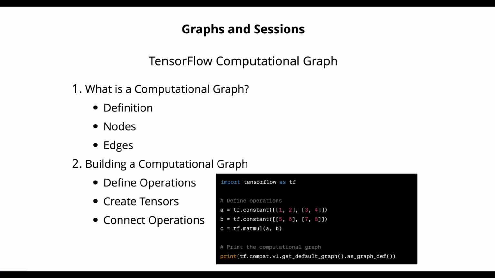Here is an example. You import TensorFlow as tf, define the operations: a = tf.constant([1, 2, 3, 4]), b = tf.constant([5, 6, 7, 8]), and then we do a matrix multiplication by calling matmul(a, b), and then print the computational graph by printing tf.compat.v1.get_default_graph().as_graph_def().